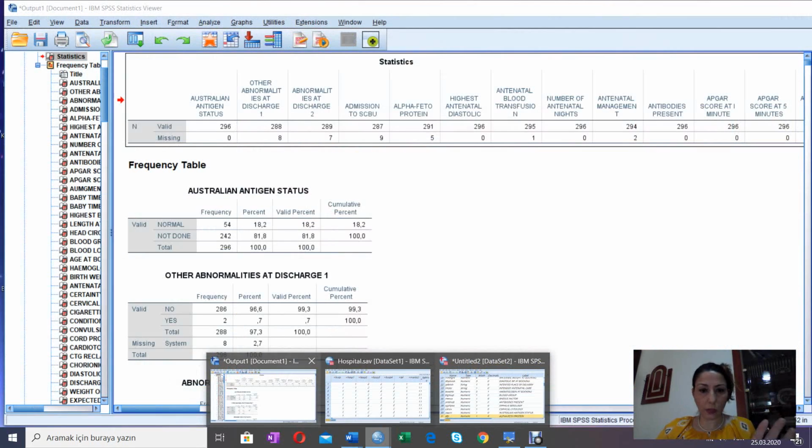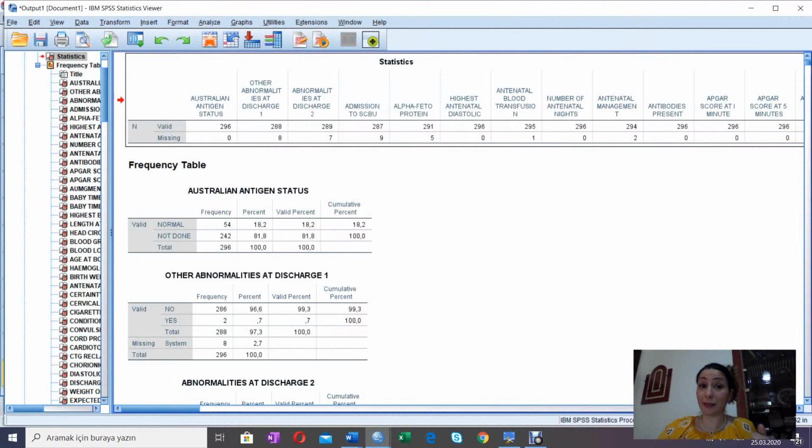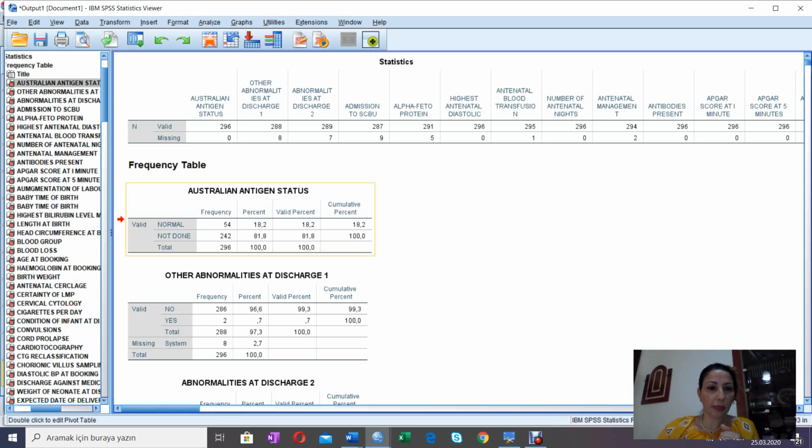Let us continue with our output and let us see what we have here. Yes, we were talking about frequencies, and here we have Australian antigen status. Here normal, 54 people are normal, and we didn't measure, we don't know it for 2042. It's not done. Okay, so this is a group variable, by the way. It has two groups, normal, not done.